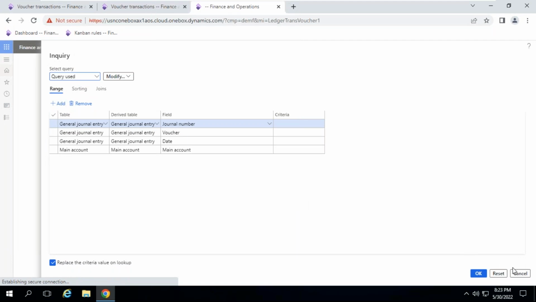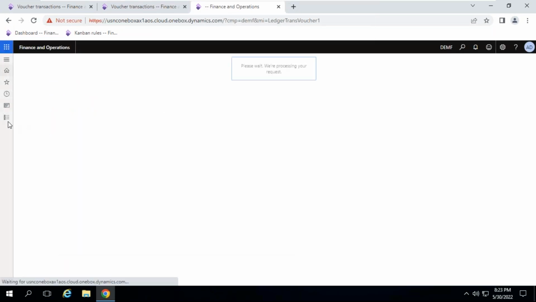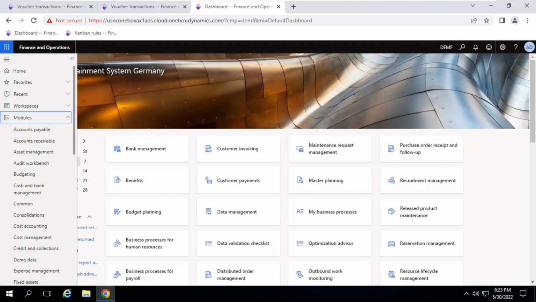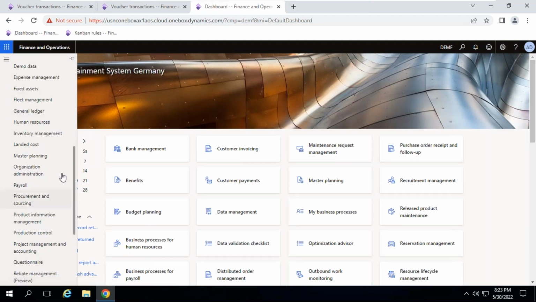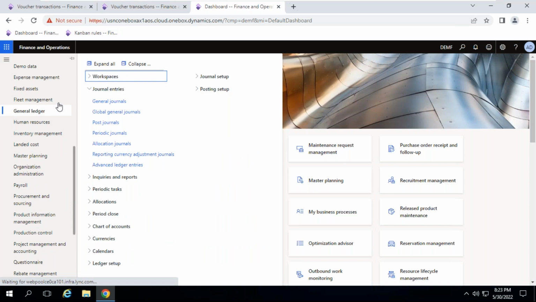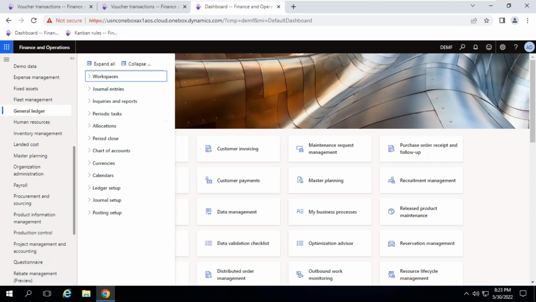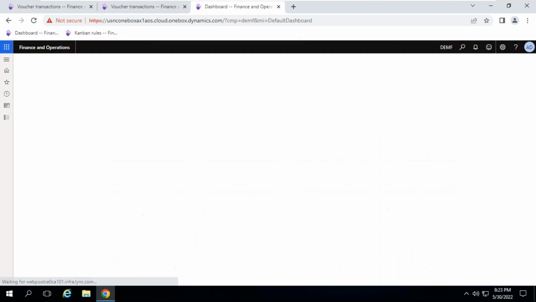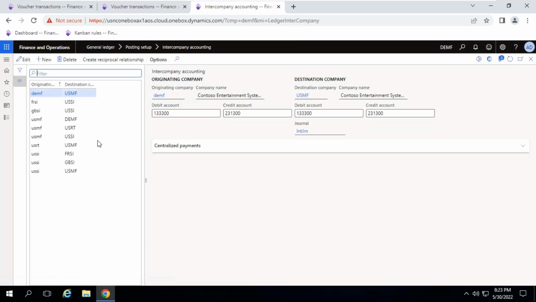So, sir, DMF here is the customer of USMF. Yeah, it is a kind of customer-vendor relation. Actually, we will not speak like customer and vendor, but the setup is here. Look at this one. Intercompany accounting. So USMF versus DMF and DMF versus USMF. This is the setup.